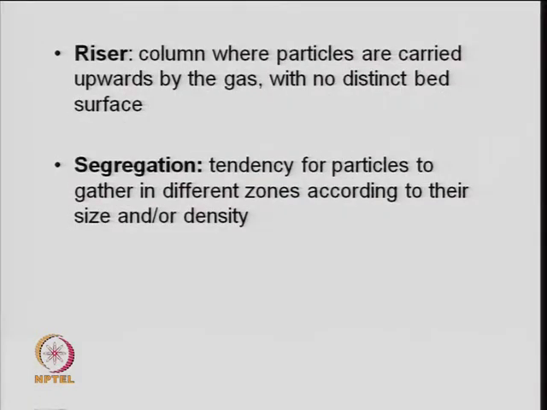Then the riser. The riser is basically a column where the particles are carried upward by the gas with no distinct bed surface. In the riser, generally the vapor and the catalyst go up together, and that is why it is named riser. The solids and gas are moving up, and because the diameter of this unit is small, there is a good contact between the gas and the catalyst.